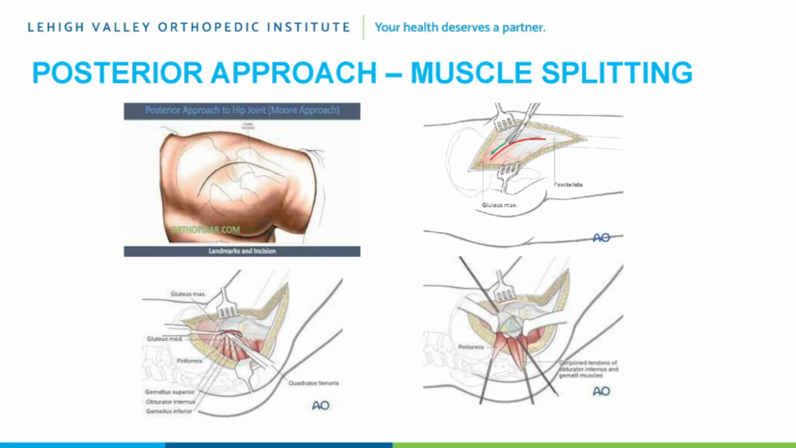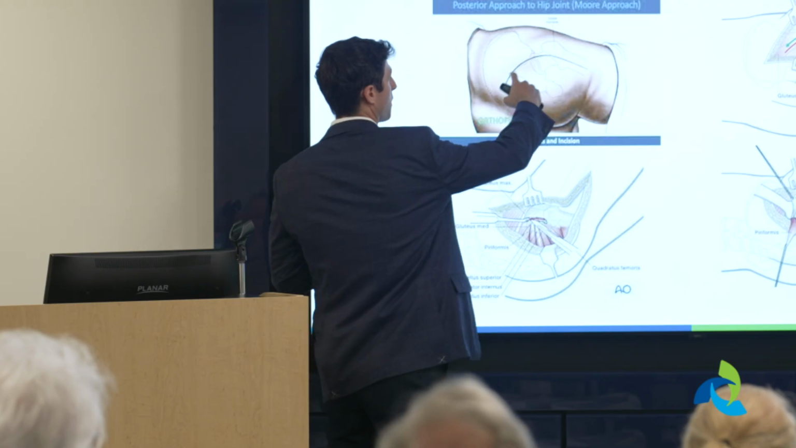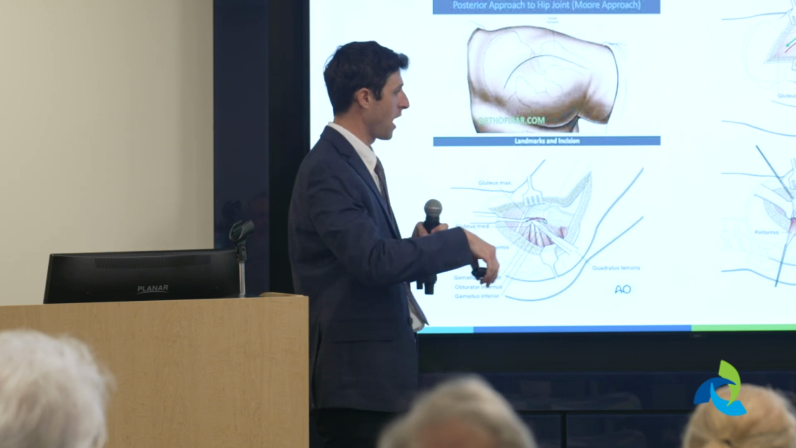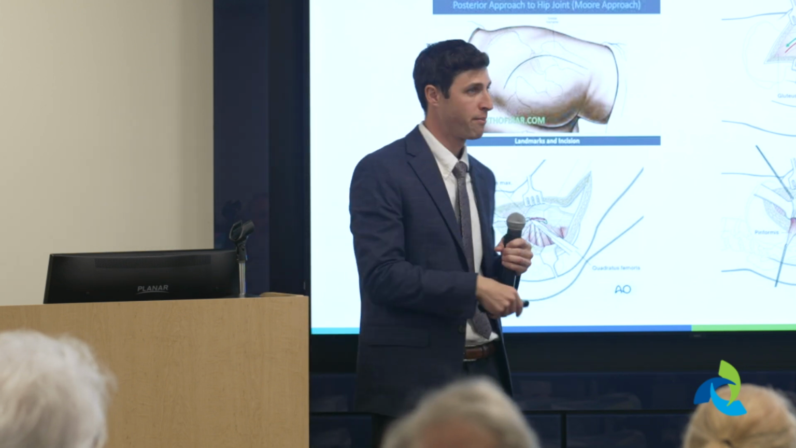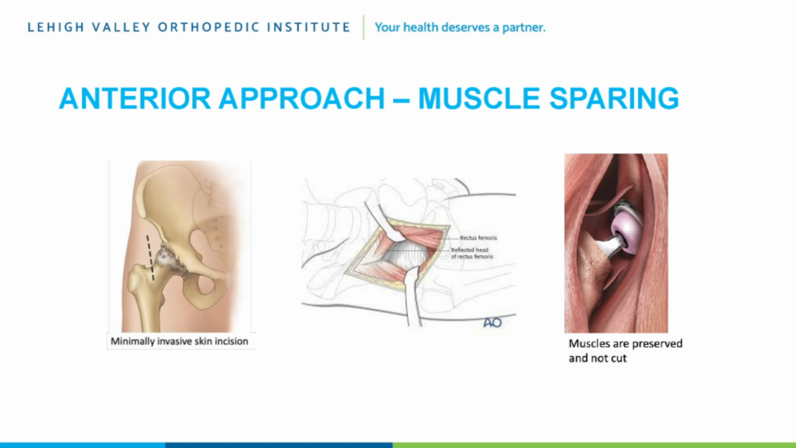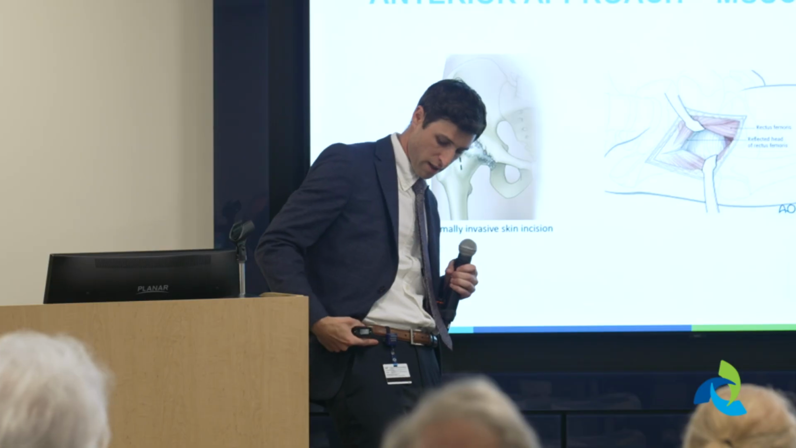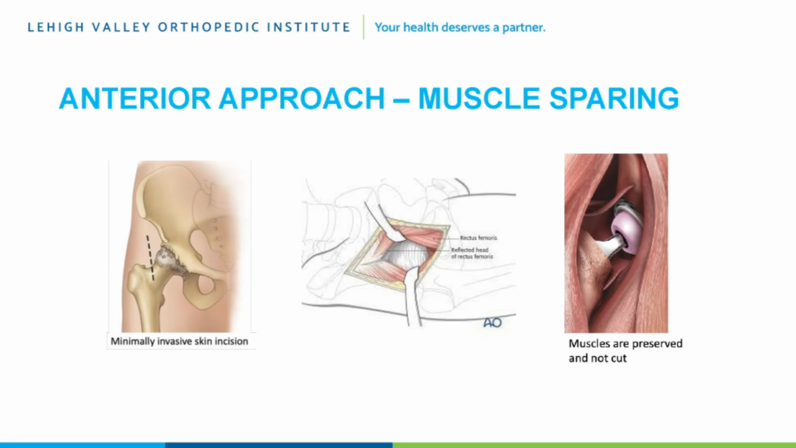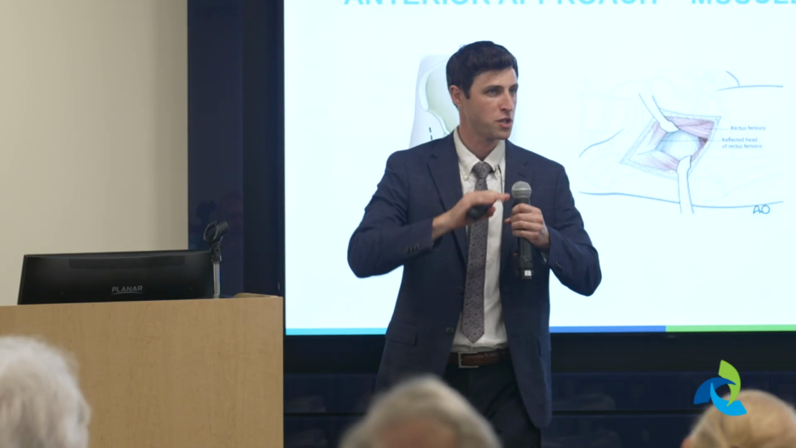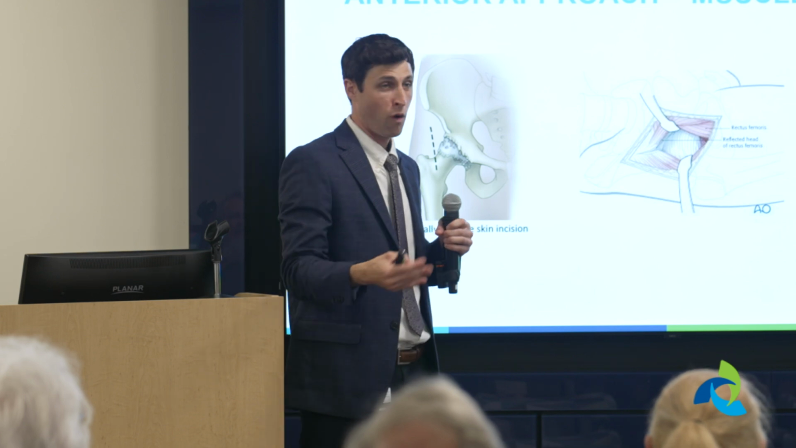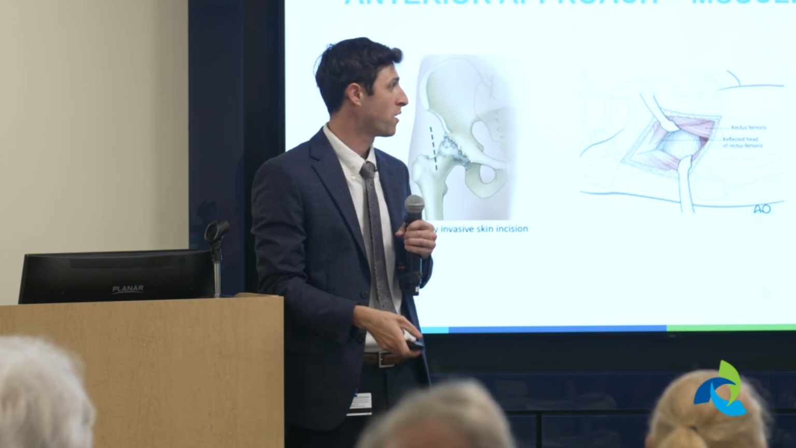So the posterior approach, like I talked about, is traditionally from the back along the buttock area, where we cut the butt muscles to get down to the hip. But the anterior-based approach is right along the front area, just around the side of your hip in the front. You can see here, this is the natural plane in your hip to get down there. And we just move those muscles aside and perform the hip replacement just like you do from every other approach.